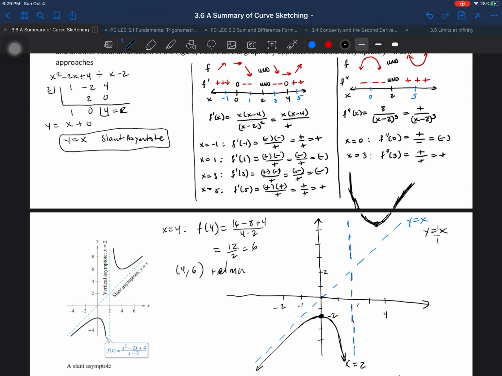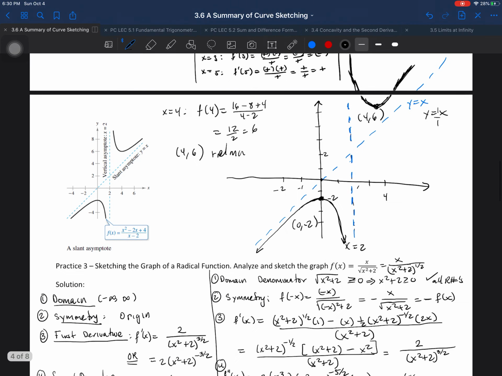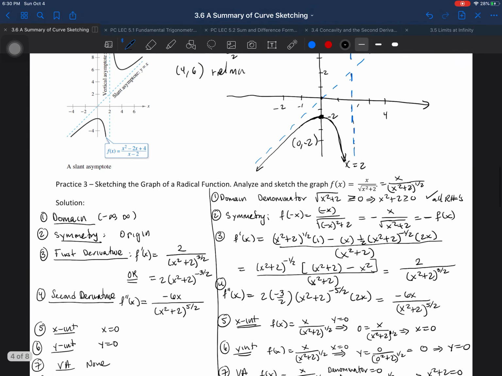And it matches our graph. There you go. And we're going to label our points. So this point is going to be (4, 6). And this will be (0, -2). And there you go, right? We're able to graph the function. So we're able to graph the function to a degree of detail.